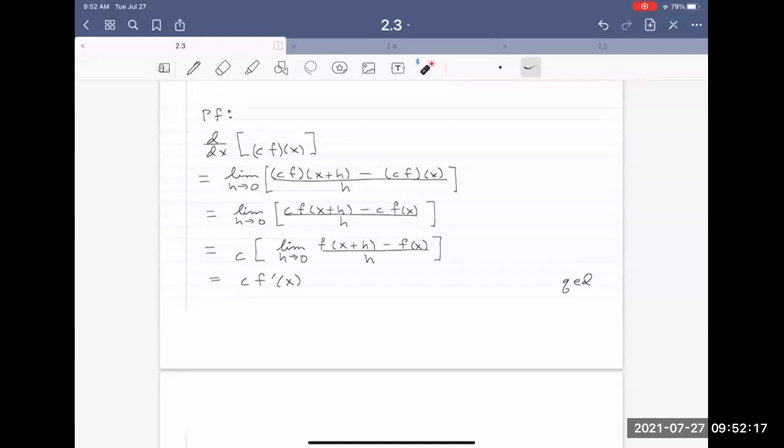So to take the derivative of some constant times a function, it's just equal to the constant times the derivative of the function. Okay.